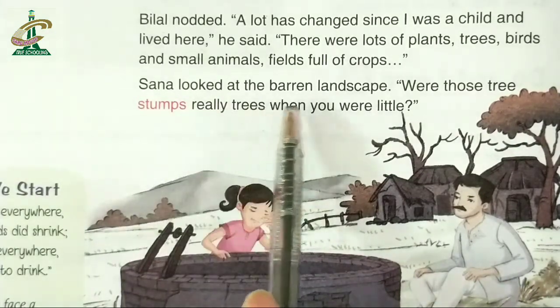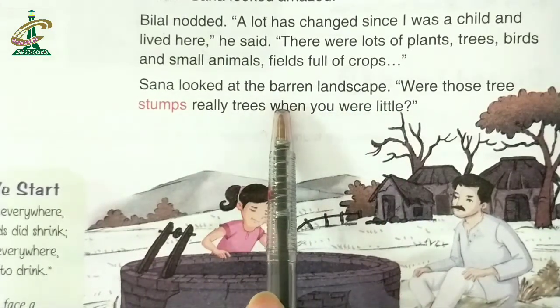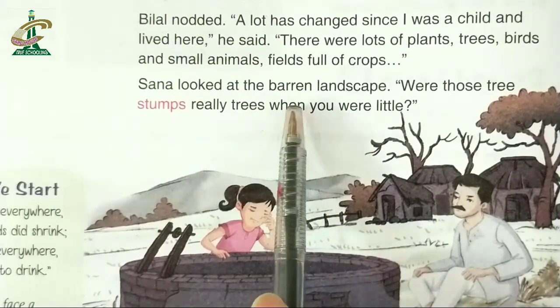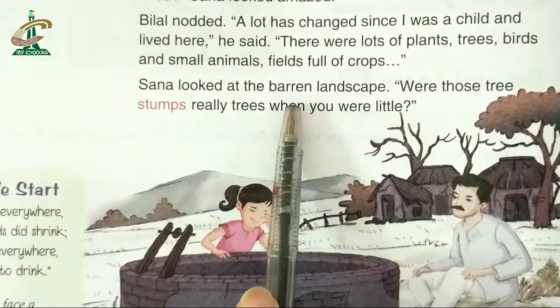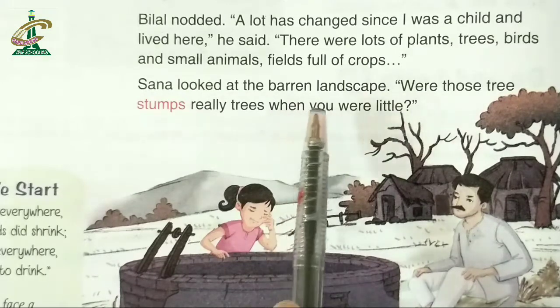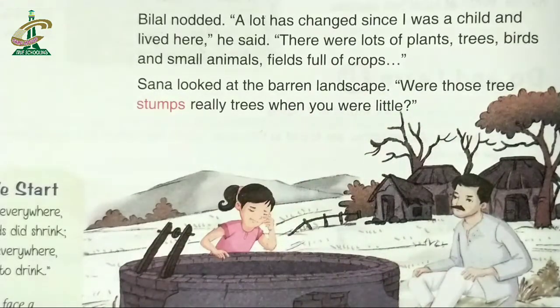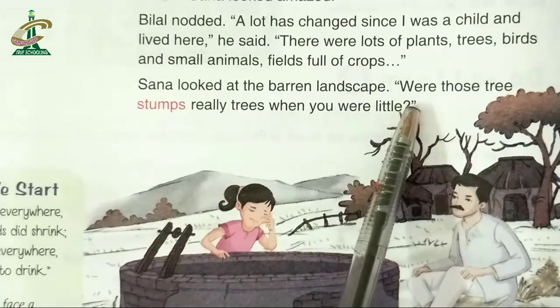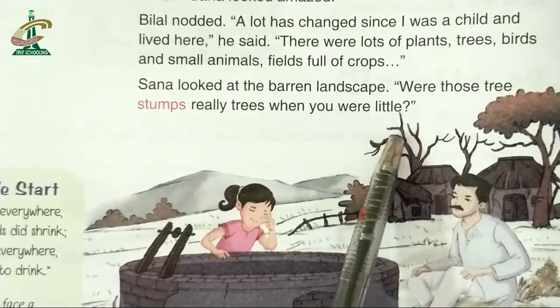Sana looked at the barren landscape. Barren means a land which has poor fertility. And barren landscape means a piece of land that is dry and bare, having very few plants and no trees. Clear? Were those tree stumps really trees when you were little?